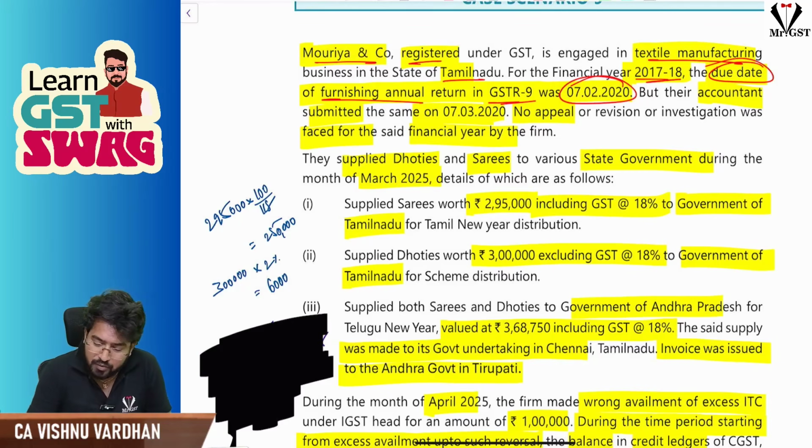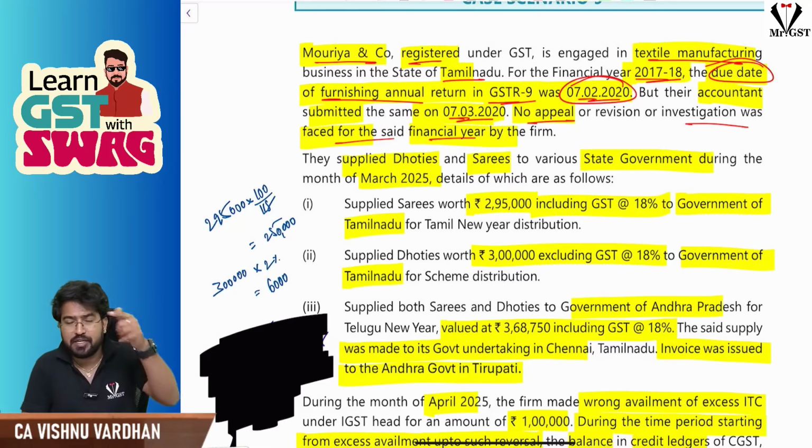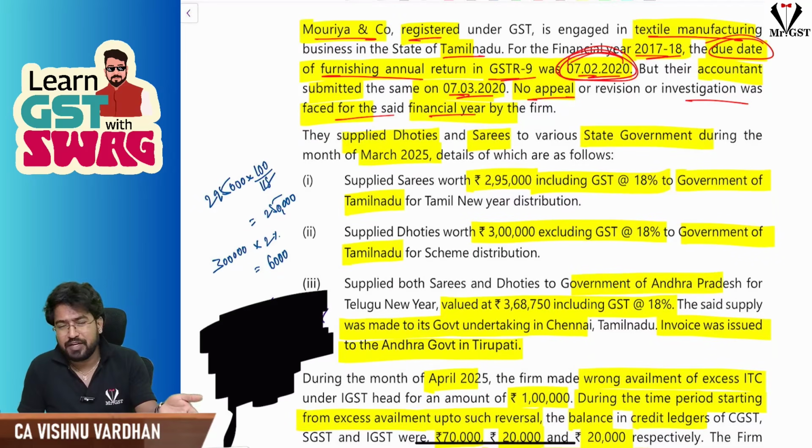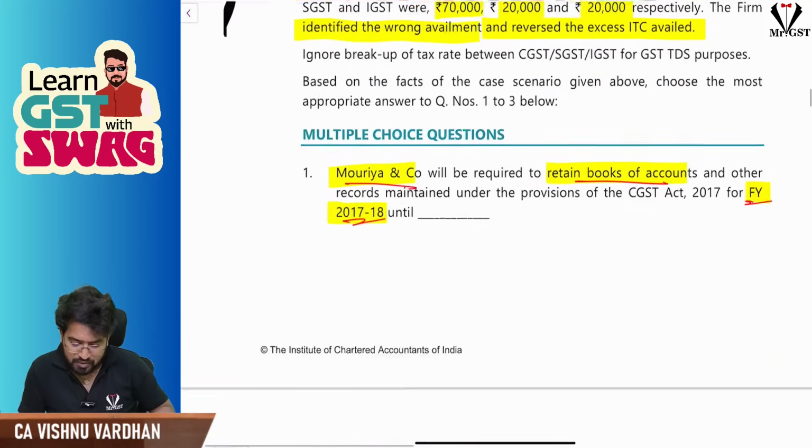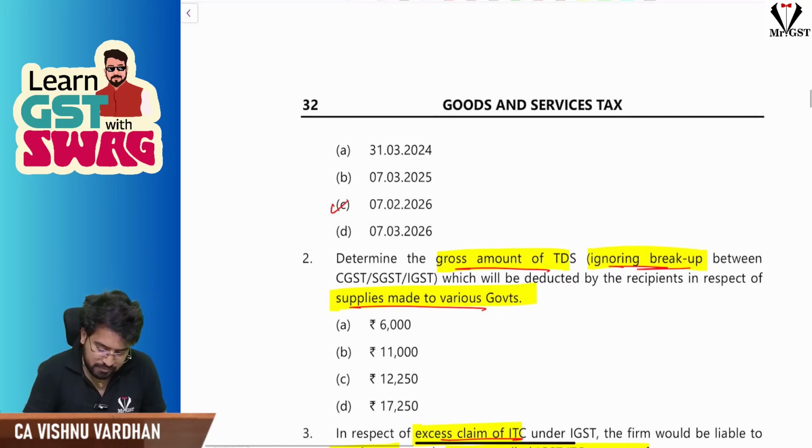So here they give the annual return due date as 7th Feb 2020, which means from that we should take 72 months. The actual date of filing is not relevant, and no appeal is pending. If an appeal is pending, it is 1 year from the date of disposal, whichever is later, you know that. So from 7th Feb I should consider 72 months. So 7th Feb 2020, 72 months means 6 years. So obviously 7th Feb 2026 should be the answer.